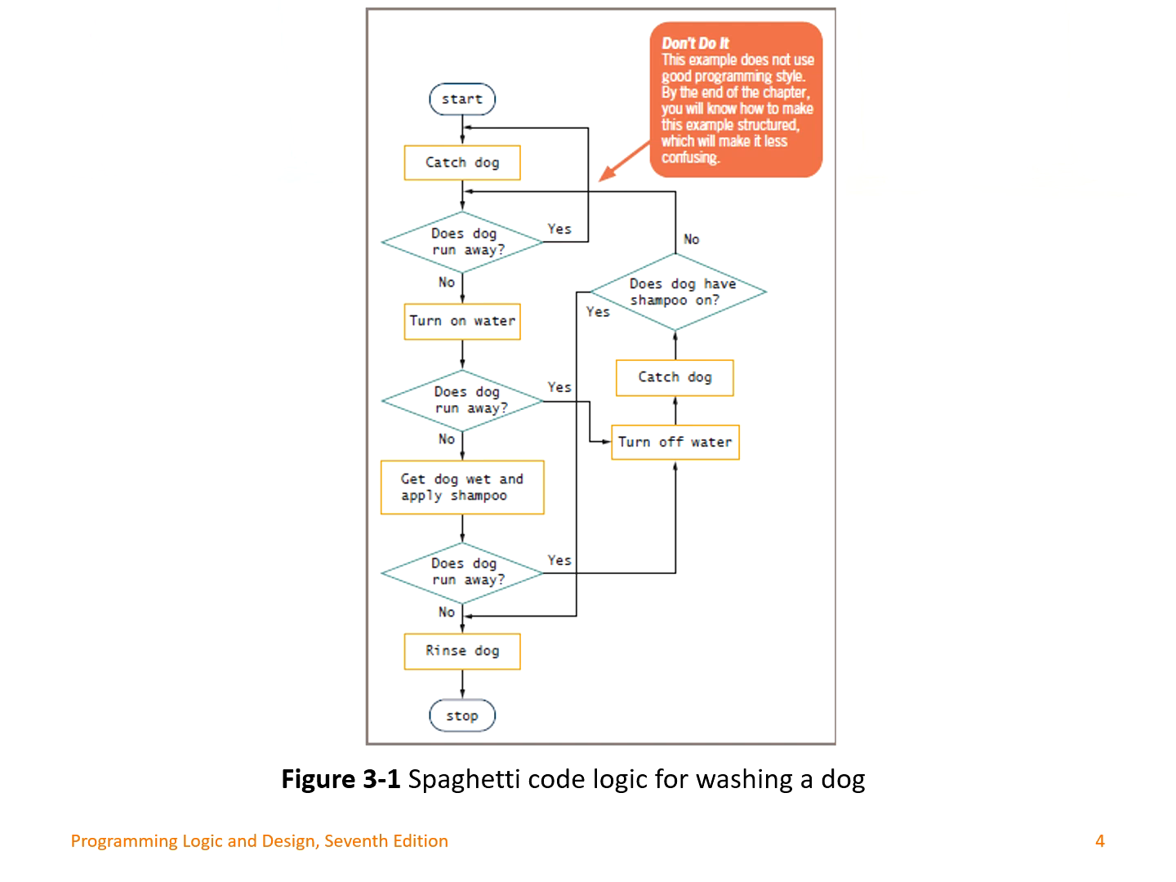So for figure 3-1, spaghetti code logic for washing a dog, this is an example of unstructured logic. As you can see here in the arrow, it is very confusing for people to understand this type of logic.